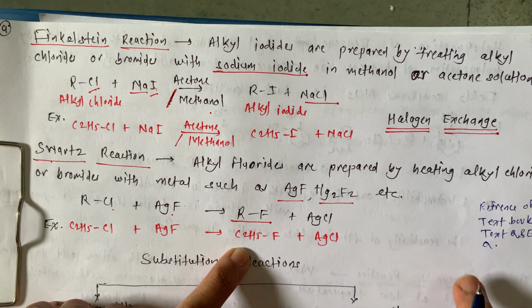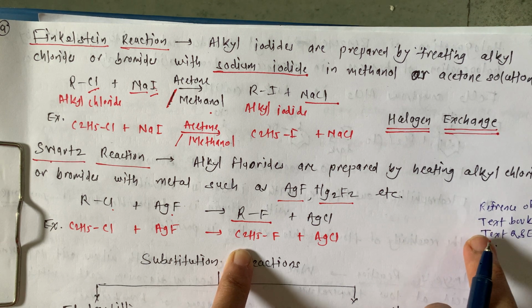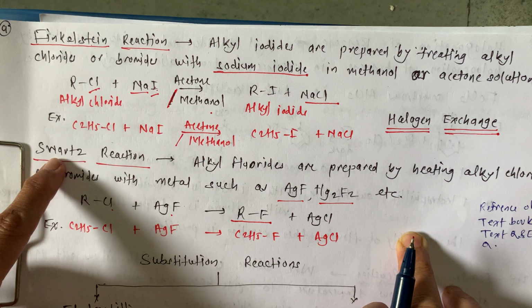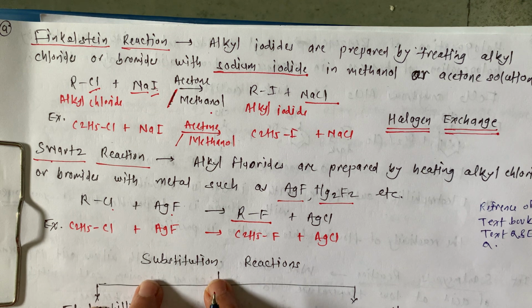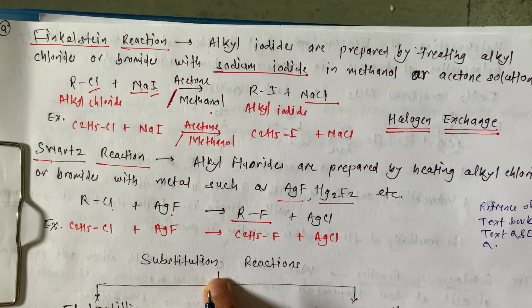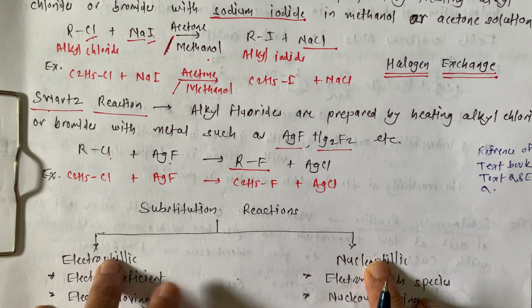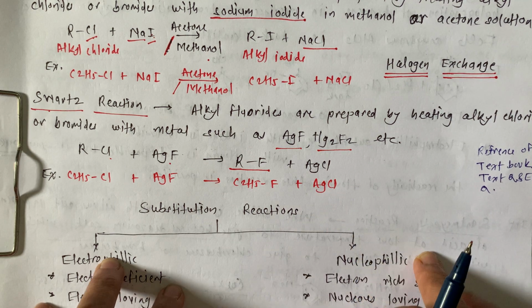You have to go through the textbook and solve the exercise questions, so you will understand which type of questions they can ask on such a topic. This is the Finkelstein reaction. This is the Schwarz reaction. In the next lecture, we are going to see substitution reactions. Under substitution reactions, we are going to see electrophilic reactions first, then some part of optical activity, and then we will go to nucleophilic reactions.